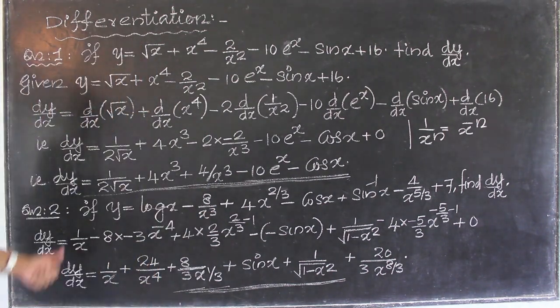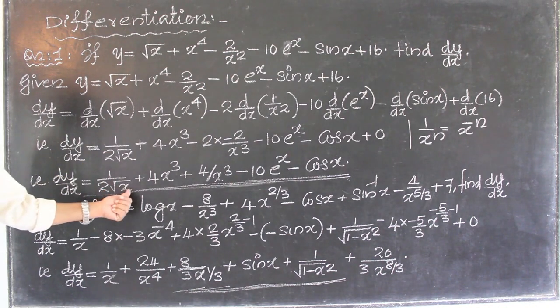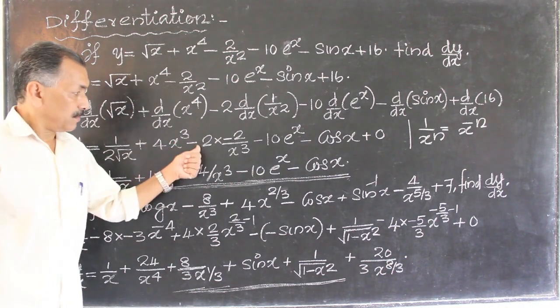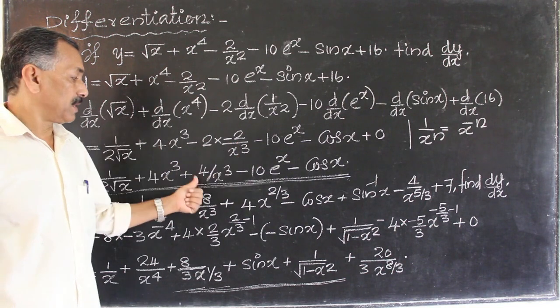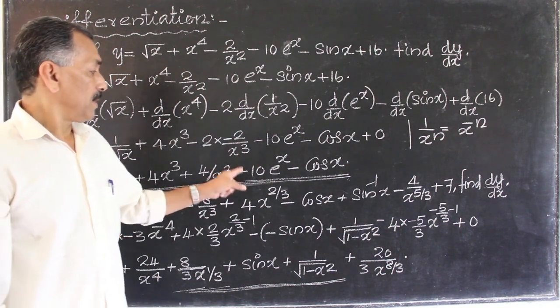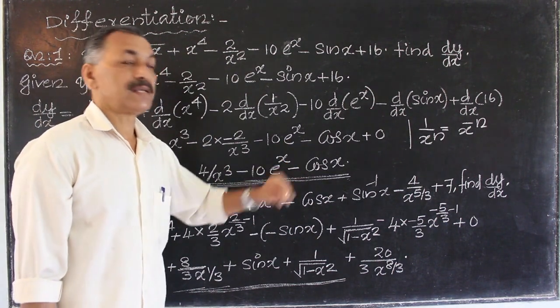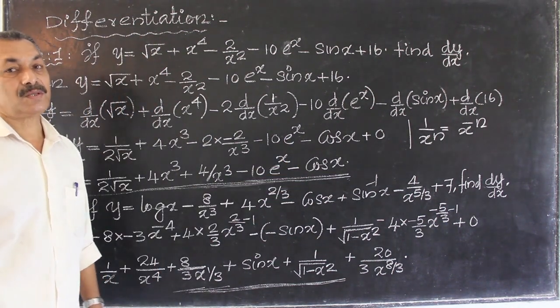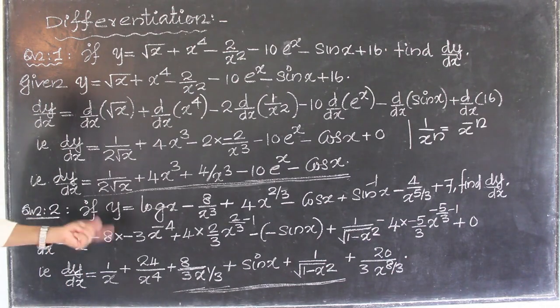Then dy by dx is equal to 1 by 2 root x plus 4x cube into minus 2 into minus 2 plus 4 divided by x cube minus 10 e raised to x minus cos x.